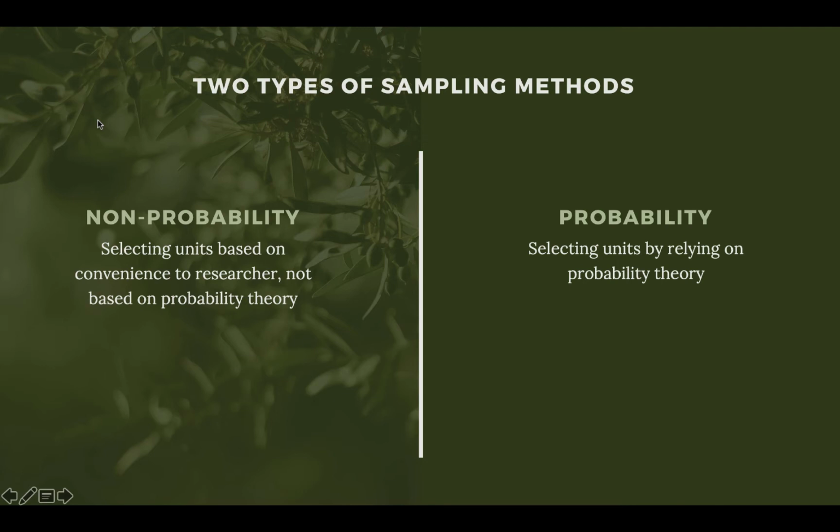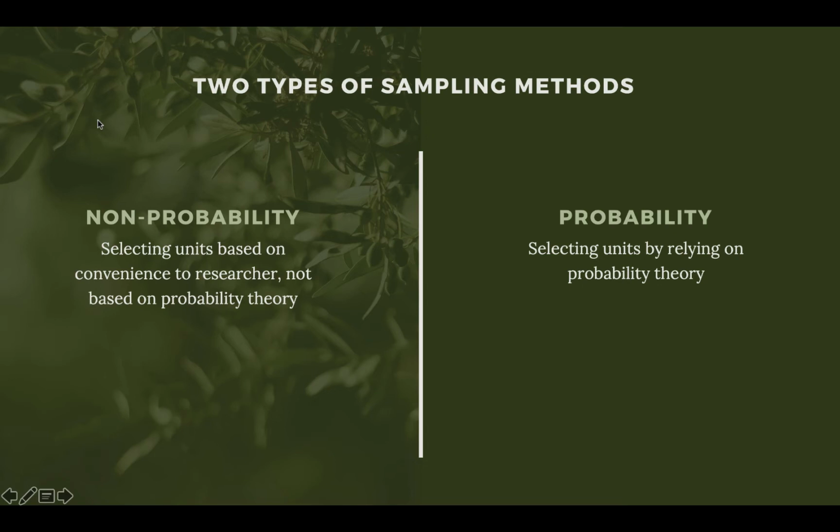Non-probability sampling is selecting the units of analysis, selecting our observations based on convenience to the researcher, meaning if it's easy for me, the researcher, to collect it, then it would be a non-probability sample. In addition to that, it's not based on probability theory. Probability sampling is just selecting units based on probability theory. So this idea of we can estimate the probability of inclusion or exclusion in our sample based on what we know about the population. Whereas in a non-probability sample, we can't estimate what a person's likelihood of being in my sample is because it isn't based on a systematic technique.